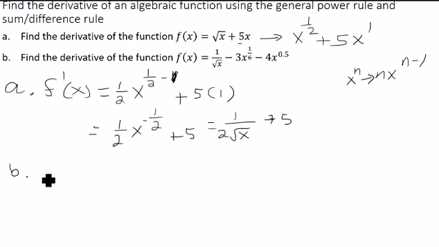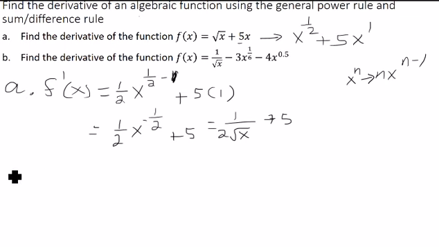F prime of x equals, well, before I go any further, I have to make sure that all the powers are in the right format. So instead of writing f prime of x, I'm just going to write the original function first of all. Let's simplify the original function. So I have part B. I'm going to rewrite this function in terms of the powers.